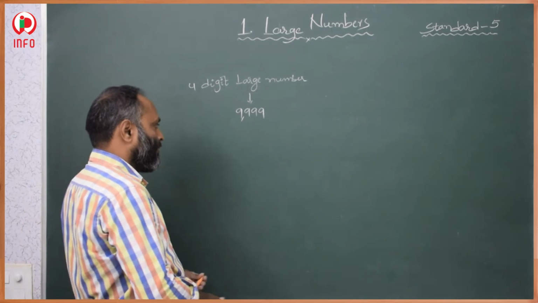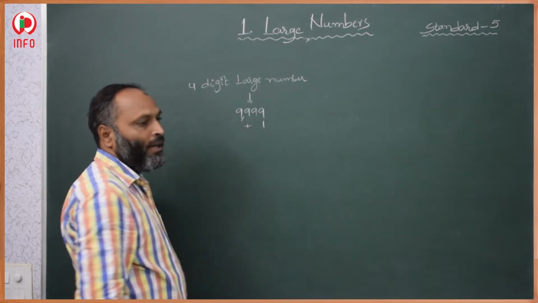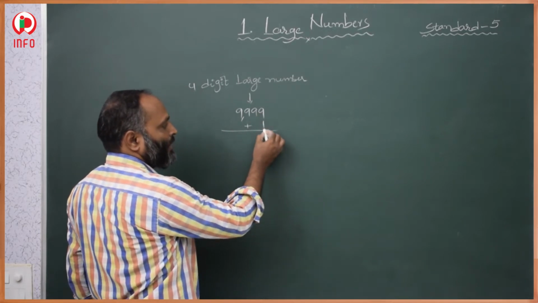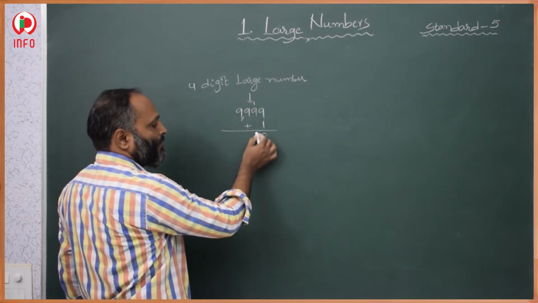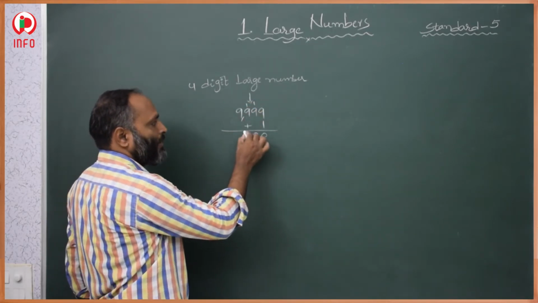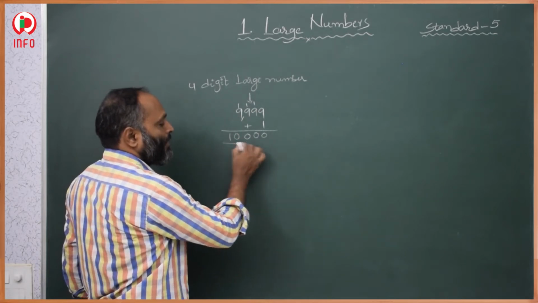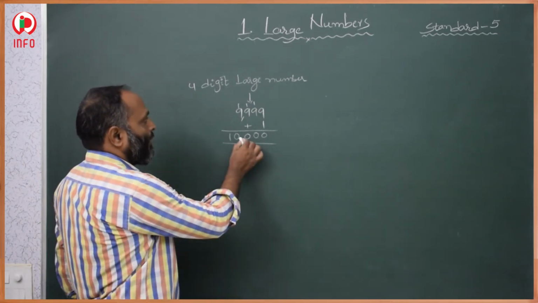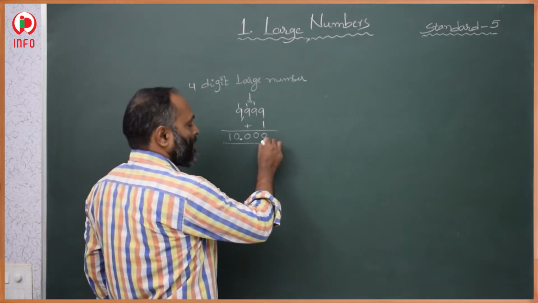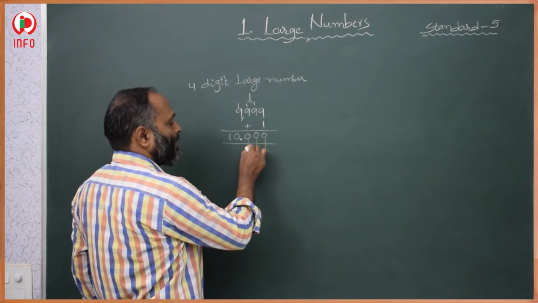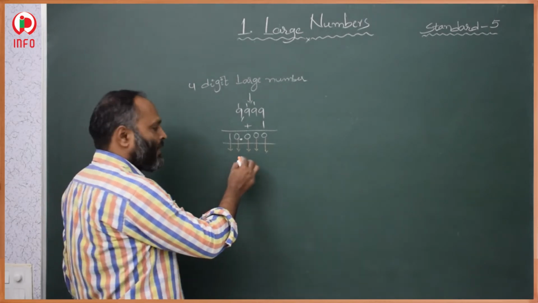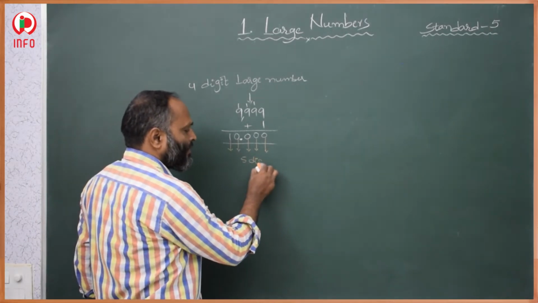If we add plus 1 to this number, then what happens? 9 plus 1 is 10, and 10 means 0 here and 1 here. So we get 10,000. This is the first digit, second digit, third digit, fourth digit and fifth digit. Total 5 digits.